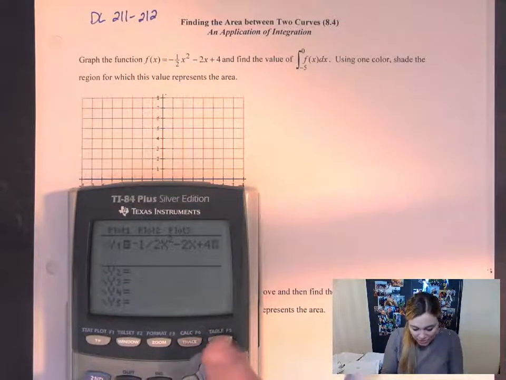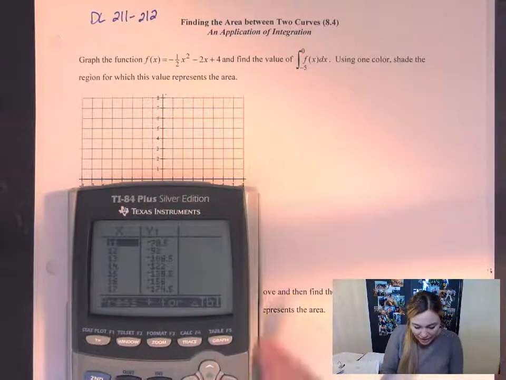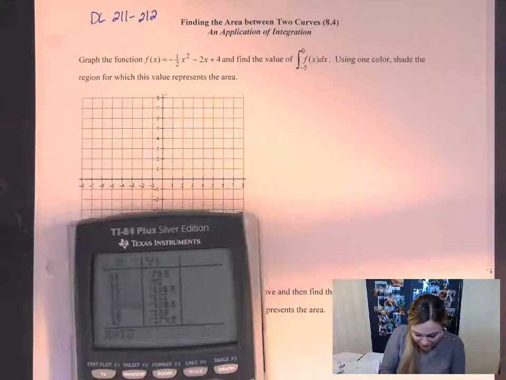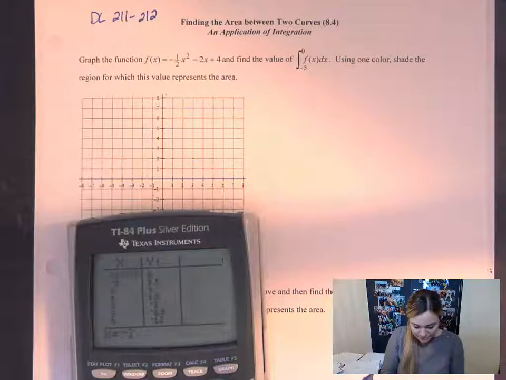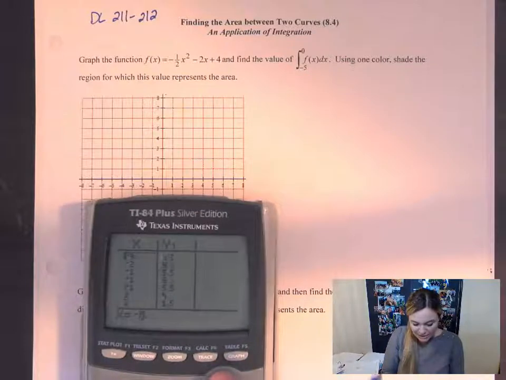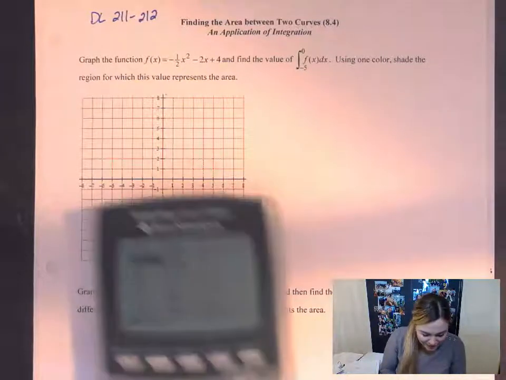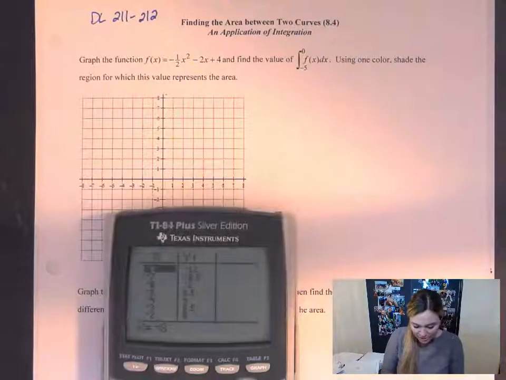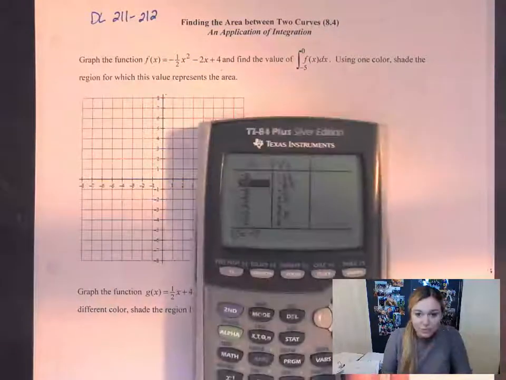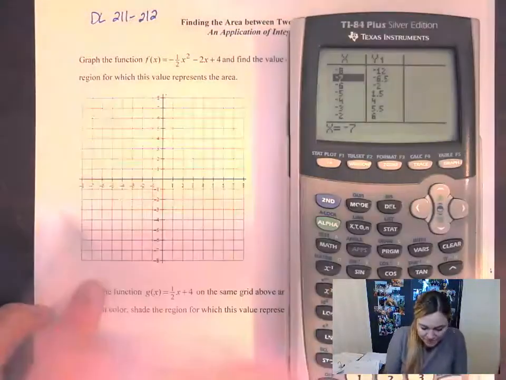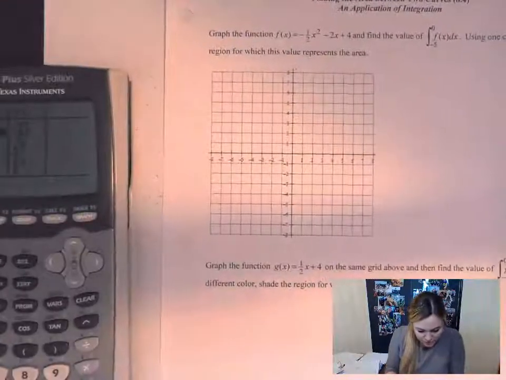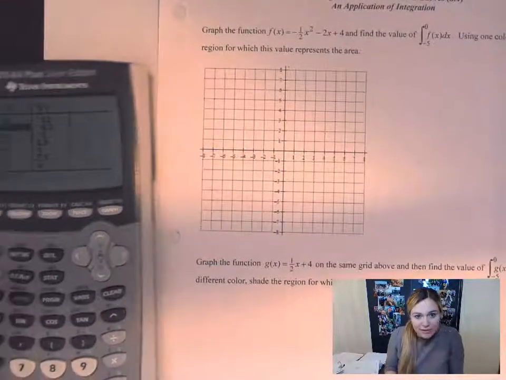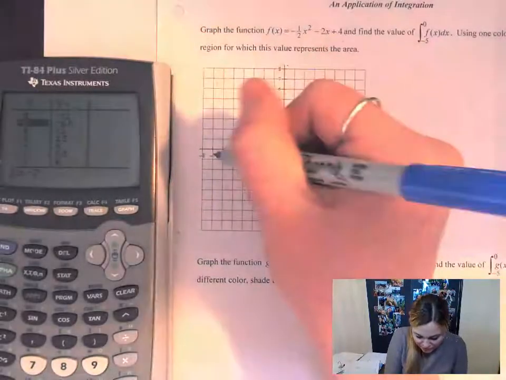But what you can do is go to table, and I'm going to pick some values. So let's say at negative 8. I'm going where x is negative 8, and I see I have negative 8, negative 12. That's not on my graph. What about negative 7, negative 6.5? Sure it is. So I'm going to put this over here slightly. So negative 7, negative 6.5.